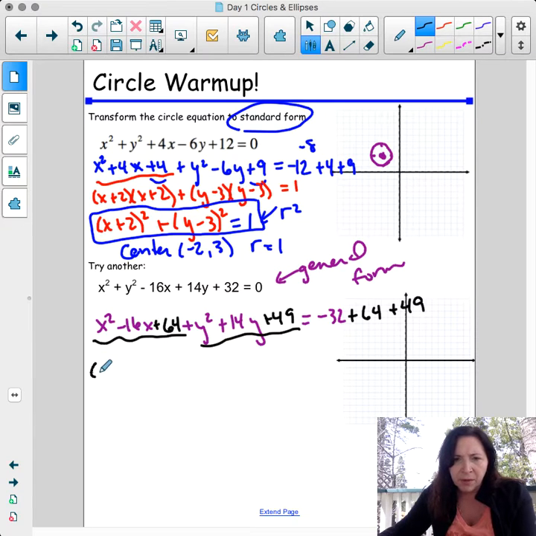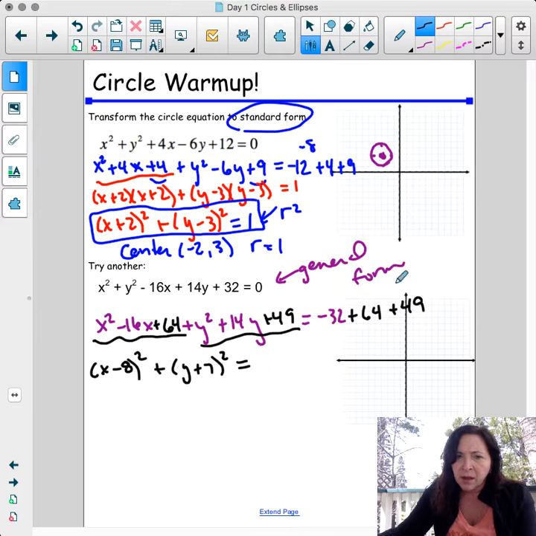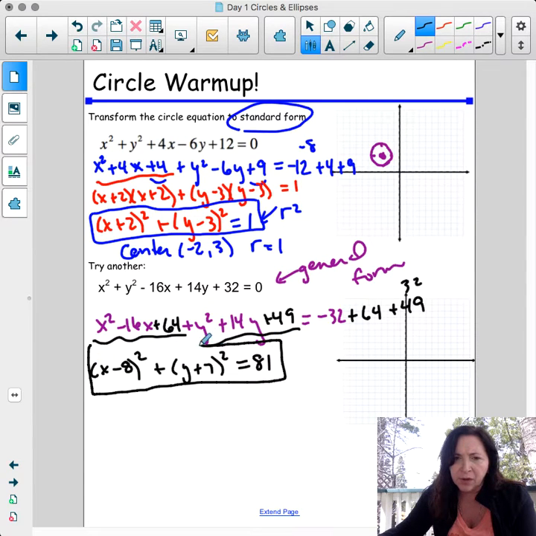So factoring that, I'm going to get x minus 8 times x minus 8, which is x minus 8 quantity squared, plus, in factoring this, I'm going to get y plus 7 times y plus 7, quantity squared, is equal to, let's see, -32 plus 64 is 32. 32 plus 49 is what? What is that? 81? 81. And so what I have here is my circle in standard form.